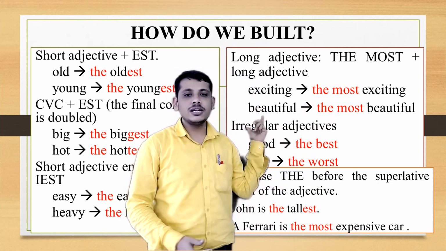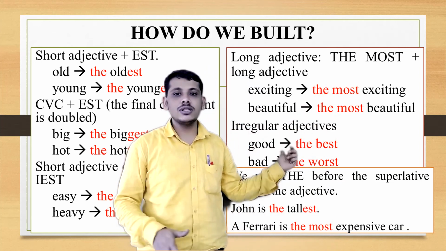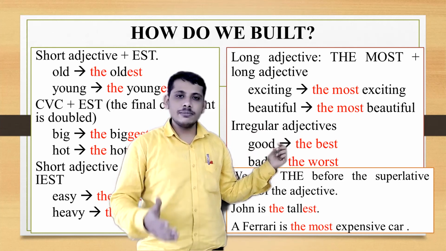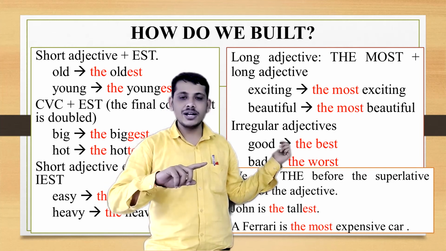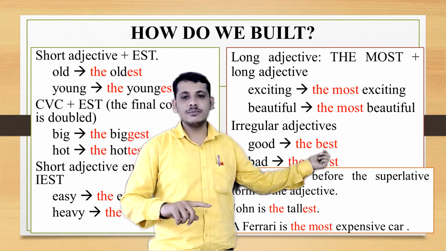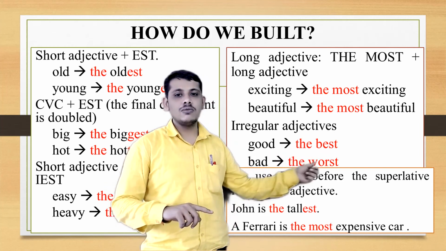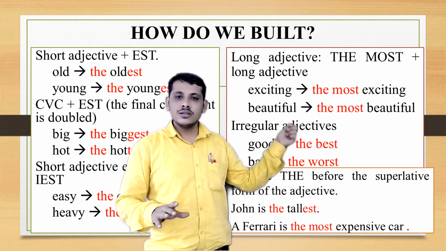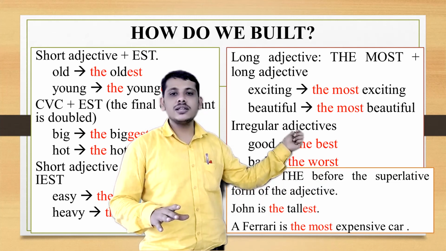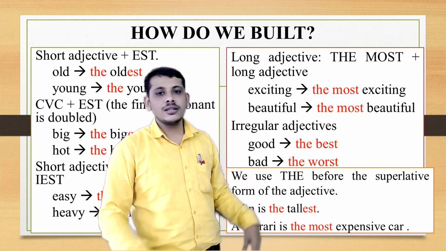But there are some adjectives which are irregular. They don't follow these rules, and they have separate, different forms in the comparative and superlative. Good, the comparative form is better, the superlative is best. Bad, worst. I cannot say baddest, that will be completely wrong. So we have to be a little careful with these irregular adjectives.